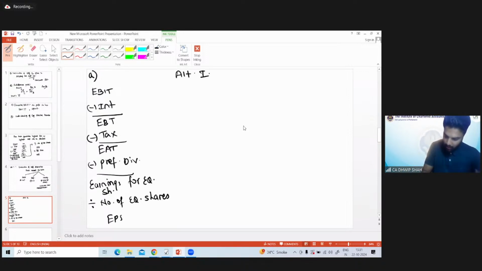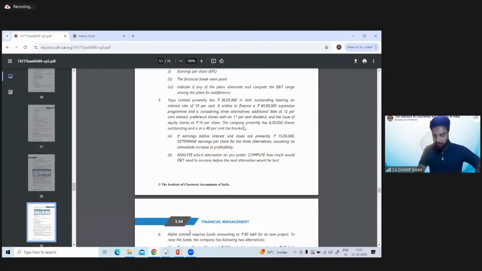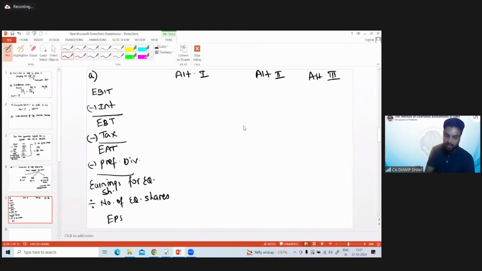So let's take alternative 1, alternative 2, and alternative 3 simultaneously. Now, my EBIT, as said in the question, is 15 lakh. And it has specifically mentioned that after this expansion, the EBIT would remain same. Look, it is written in this line, assuming no immediate increase in profitability means EBIT would remain same. Can I say 15 lakh in all the cases? Yes or no?